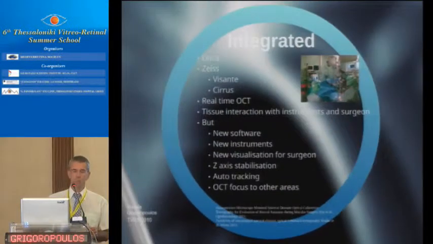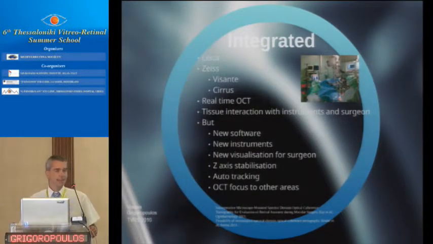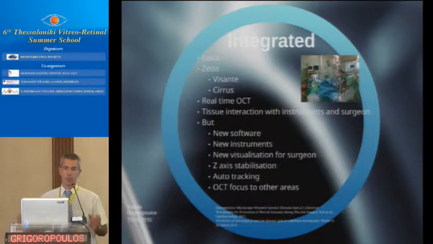And so we came to the integrated solution that we have today, which means that the OCT is integrated into the microscope. So it's one thing, microscope and OCT. It was mounted on the Leica and the Zeiss microscopes. On the Zeiss microscope, we had the Visante OCT for the anterior segment, because if you remember, we have an anterior segment in the eye too, and the Cyrus was used for the posterior segment.